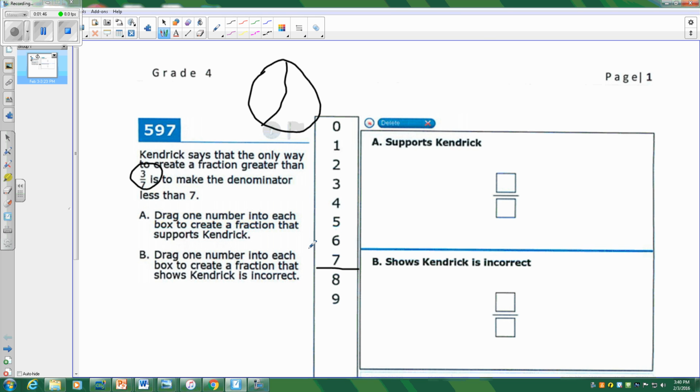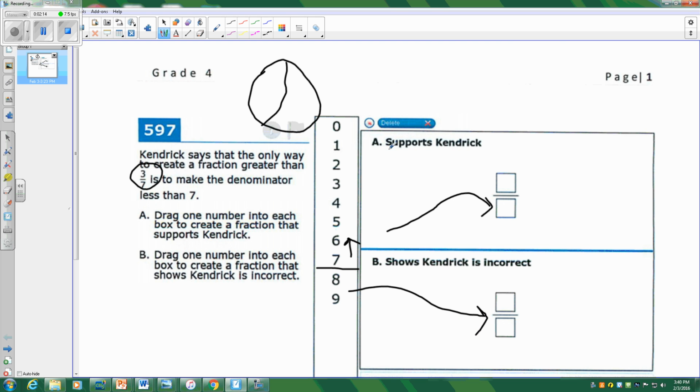You have to do two things. For this first part, part A, you have to make sure that your denominator is less than 7. So for the first part, you want to make sure that whatever you're picking, the bottom number, your denominator that's going over here, is going to be less than 7. For the second part, since you have to prove that Kendrick is incorrect, you have to make the denominator more than 7 to prove him wrong.